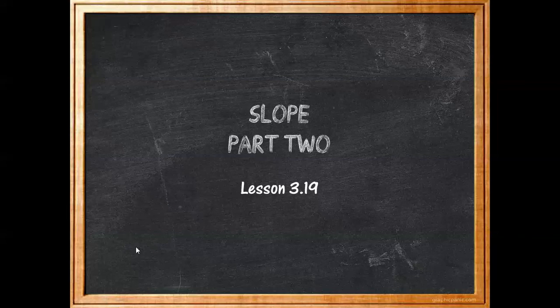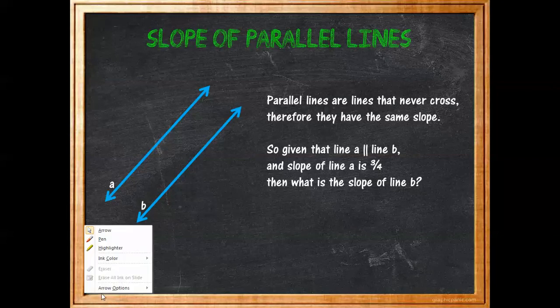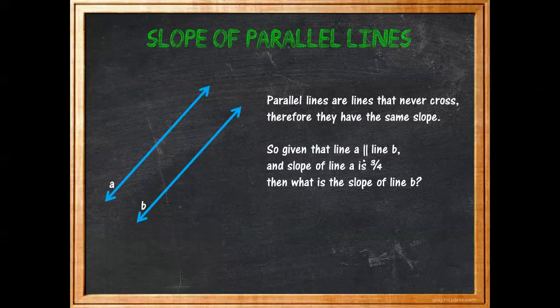This is slope part 2, lesson 3.19, and we are going to continue with our slope lesson. We're going to first talk about the slope of parallel lines. Parallel lines, as we know from previous lessons, are lines that never cross. Therefore, they are going to have the same exact slope.